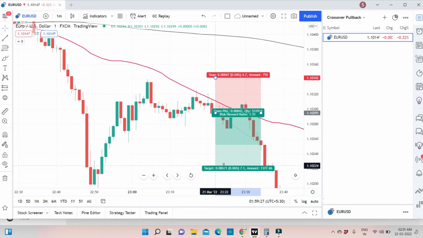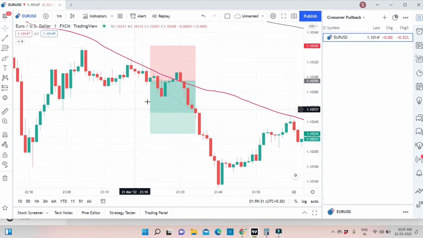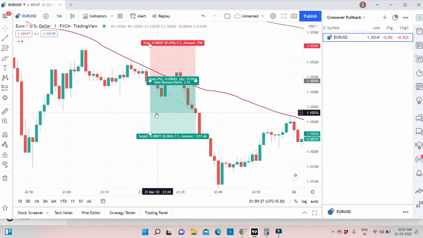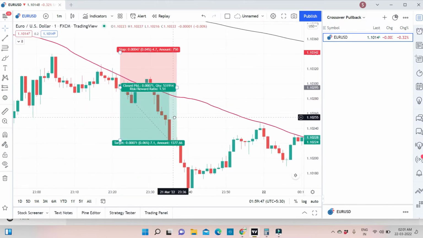This is going to be our target. So quite simple. We made an entry here. If you see, we keep the stop loss at the previous high over here, with a little buffer, and then 1:1.5 we're going to give the target. And if you see, within a few minutes we have hit our target. This is how the strategy works.